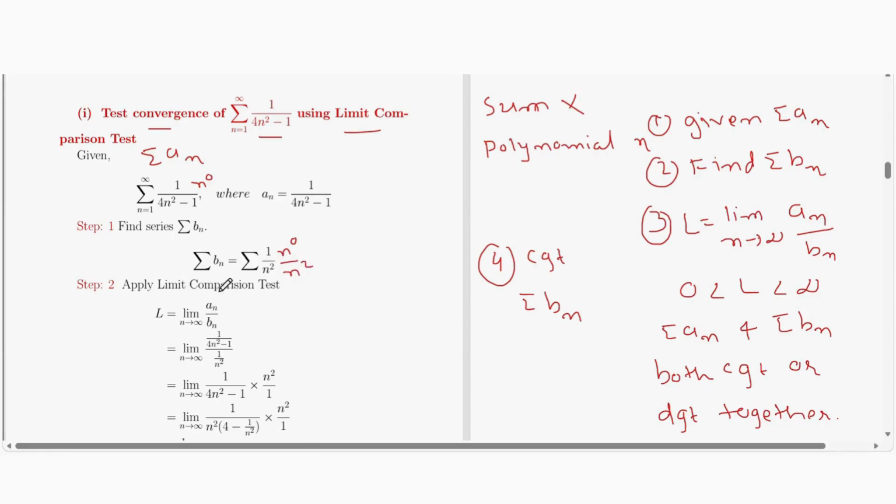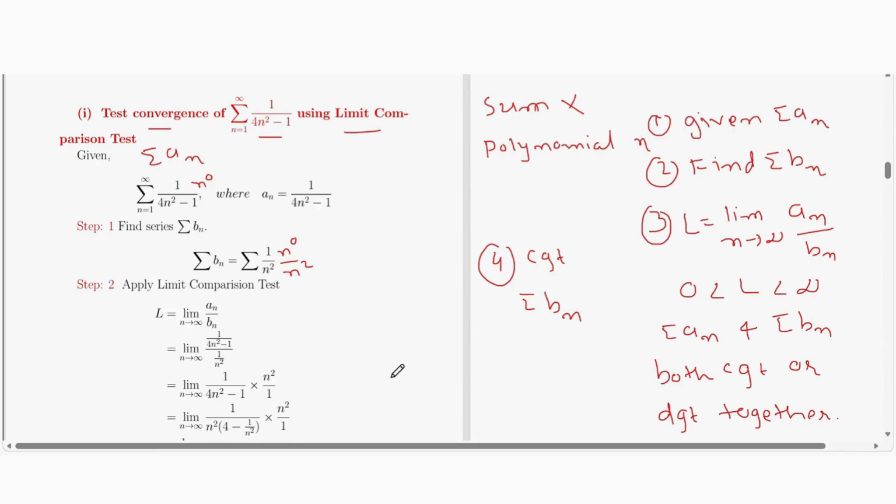So the new series BN is 1 upon n square. Here we found the new series BN by comparing it with series AN. मतलब कि BN सीरीज को हमने कैसे फाइंड किया? AN के साथ कंपेयर करके. Okay, so that's why the name is Comparison test. So now next step, apply limit comparison test.